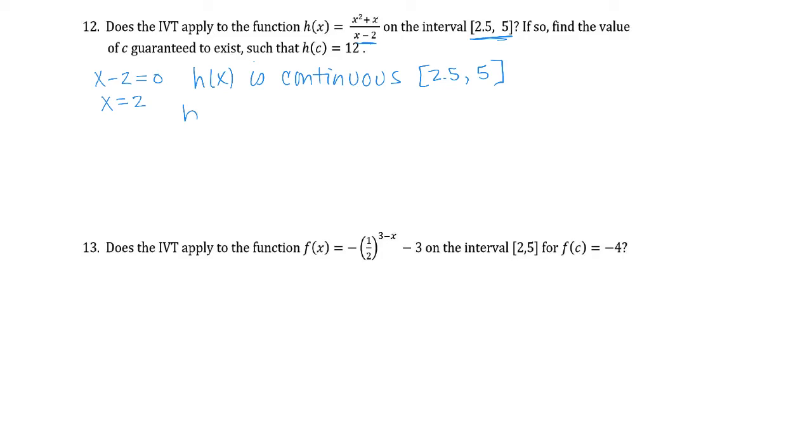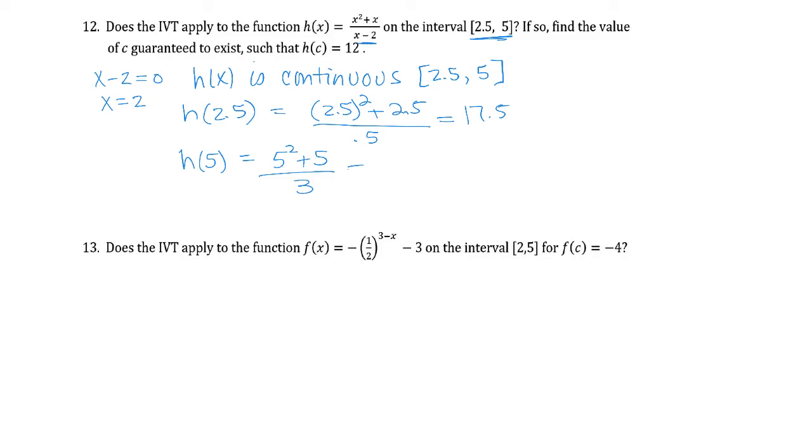So I need to find h at 2.5. So that's going to be 2.5 squared plus 2.5, all over 0.5. And when we work that out, it looks like you're going to get 17.5. And then we need to do h at 5. And so we're going to have 5 squared plus 5 all over 3. And when you work that out, you're going to get 10. Okay, and so notice that 12 is between these two.